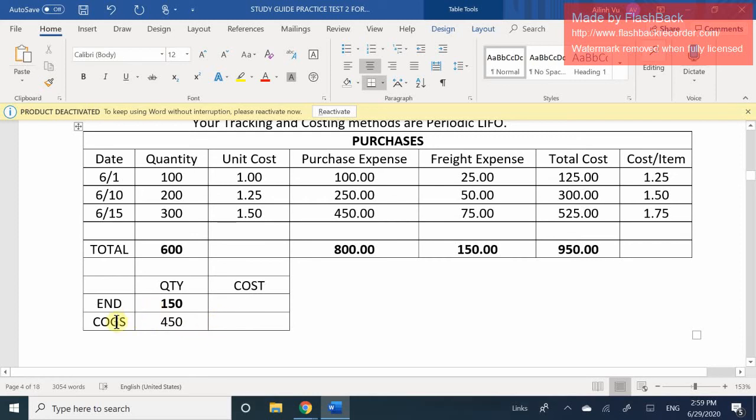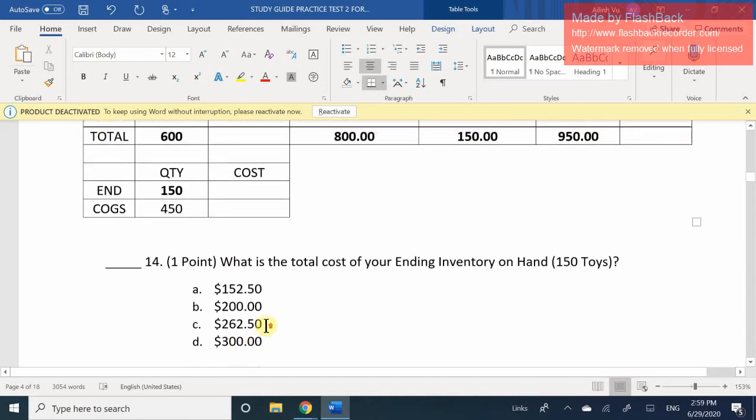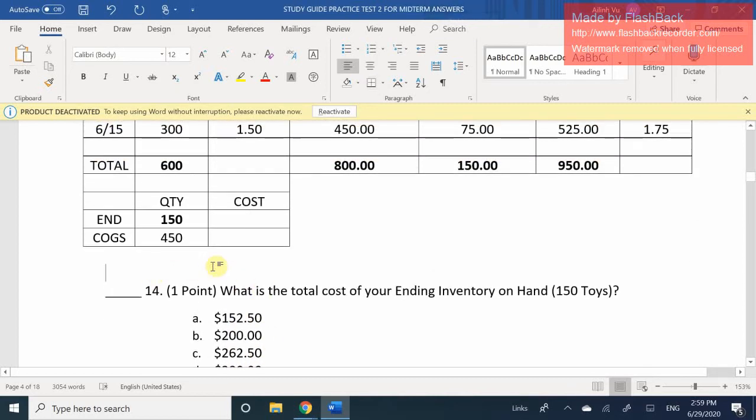Okay. So if we solve for cost of goods sold, we're going to go from bottom to top. So we know that we sold 450, right? Right. So let's go ahead and check mark what we need to take out. Because we're doing LIFO, we're starting from bottom to top. So what's the first batch that we see? 300. We're going to take the whole 300. So 300.